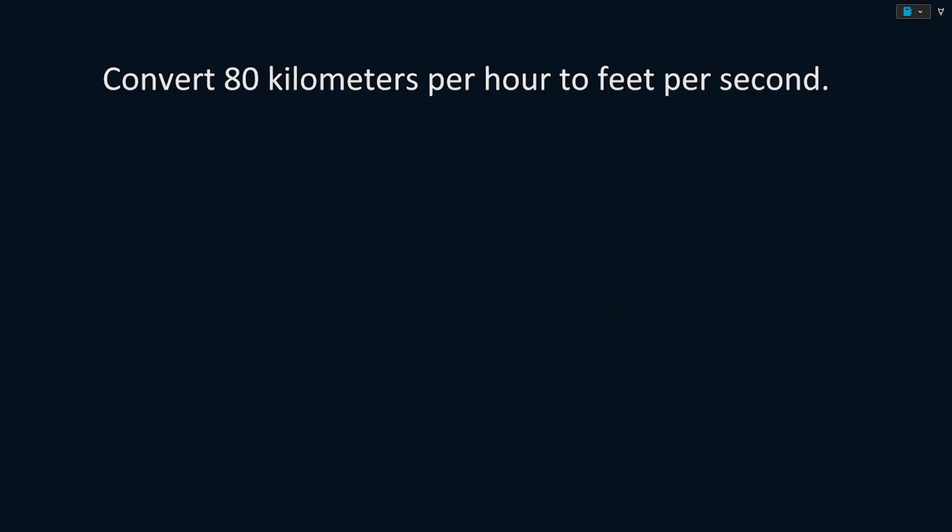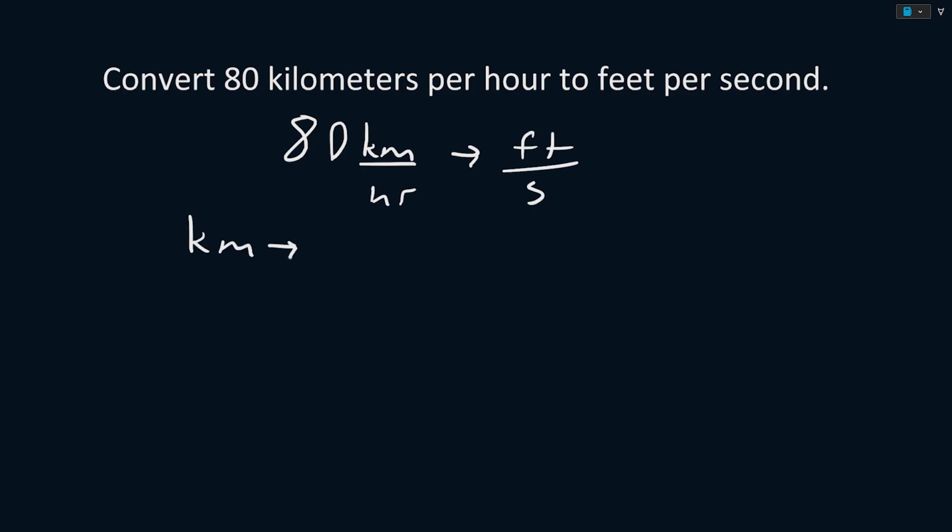Convert 80 kilometers per hour to feet per second. First, we'll start with our given values of 80 kilometers per hour, and we want to convert to feet per second. To do this, we need to first convert kilometers to meters, and then from meters to feet. Then we can convert from hours to seconds.